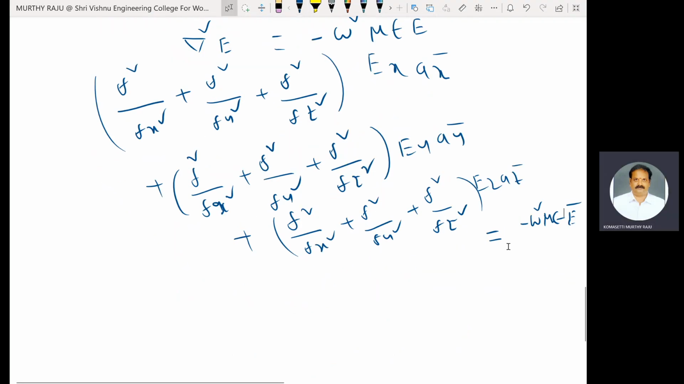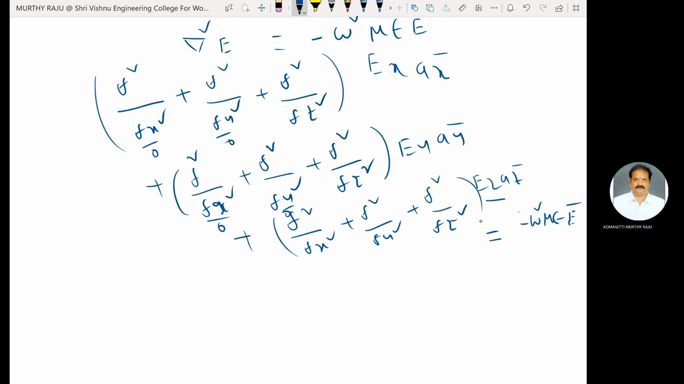The wave is traveling along the z direction. Del by del x is equal to 0. Del by del y is equal to 0. Therefore, finally, del square by del z square Ex is equal to... here these terms are zeros. Here Ez is 0, so these two are zeros, and the entire Ez term is 0. Therefore, here minus omega square mu epsilon E bar.